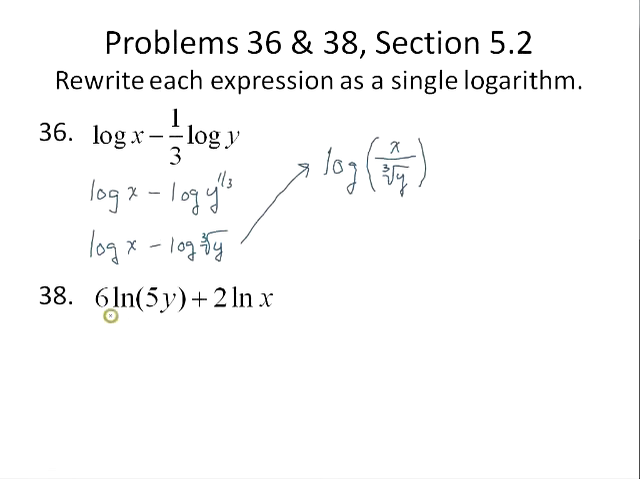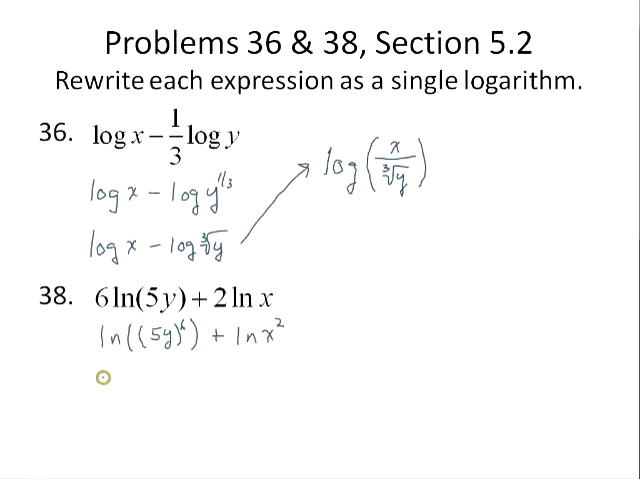On problem number 38, we're going to start out similar to what we did on 36, and I'm going to first of all take care of the 6 in front of the logarithm and the 2 in front of the logarithm. So this is going to be the same thing as the natural logarithm of, using double parentheses here, 5y, all to the 6th power. And this over here is going to be the natural logarithm of x squared. So this is using the power rule, or the power property for logarithms.